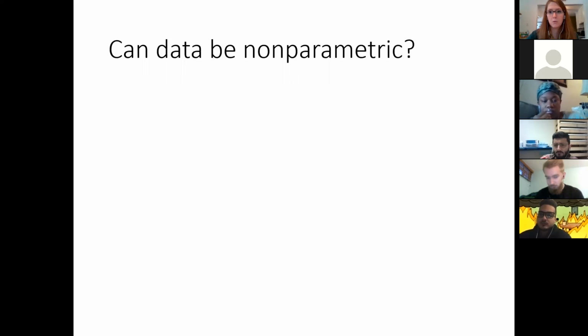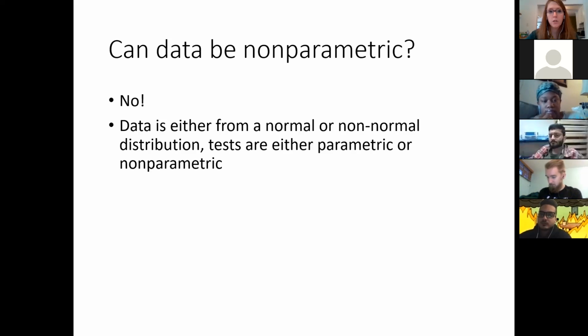So importantly, before we start talking about these, can data be non-parametric? No. We're talking about data is either normal or non-normal, Gaussian or non-Gaussian, but the tests are either parametric or non-parametric. It's just a semantic thing that you have to remember. Your data is either normal or non-normal, and your test is either parametric or non-parametric.